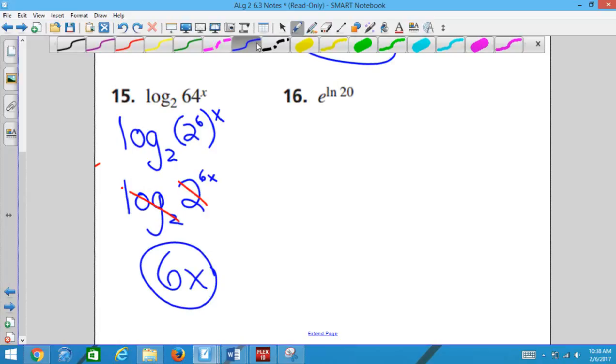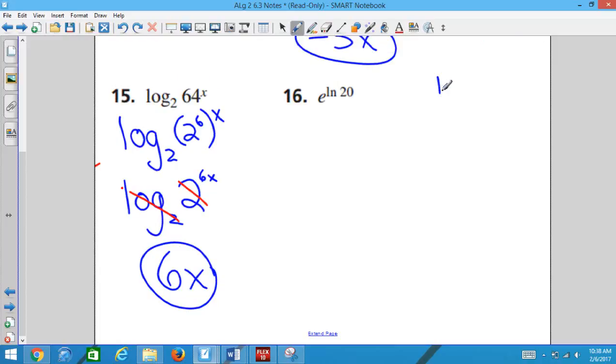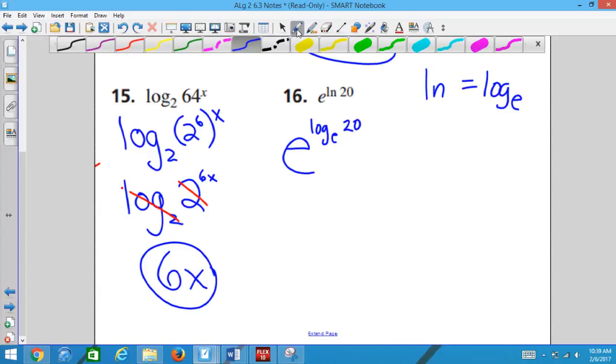This one? What is ln? Remember, ln is the same thing as log base e. So if I have e to the log base e of 20, then I get 20.